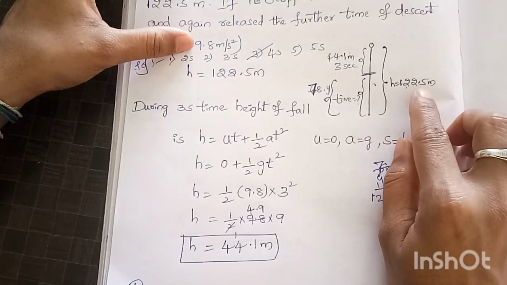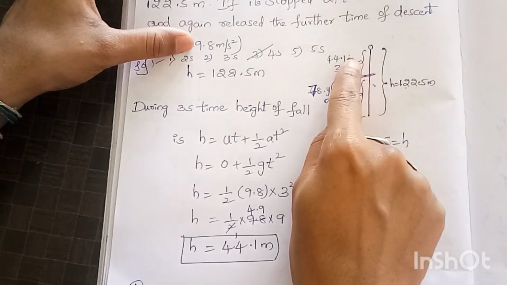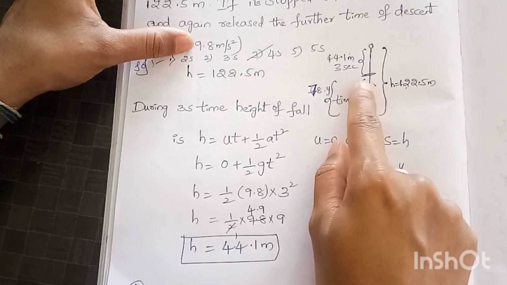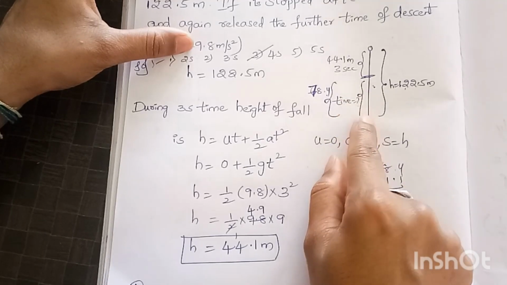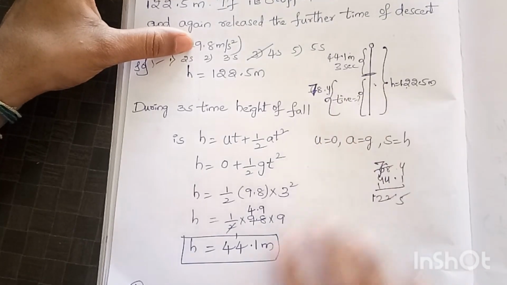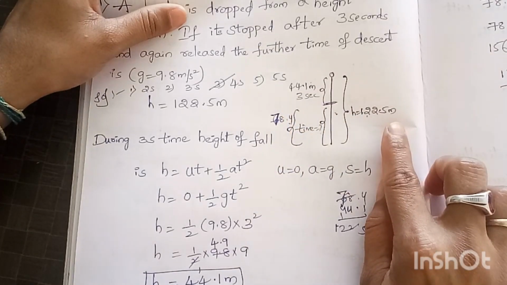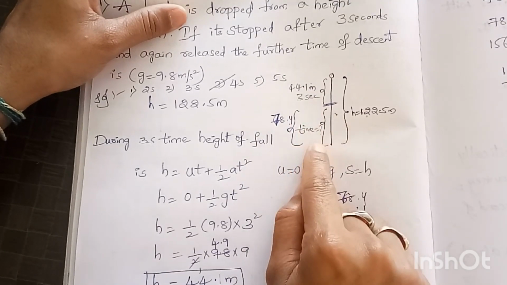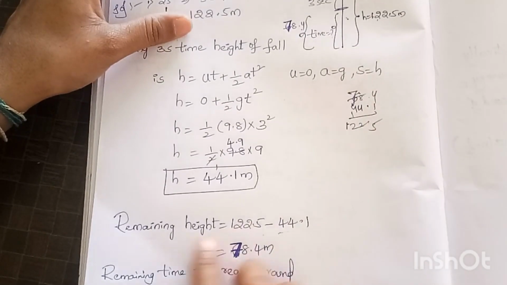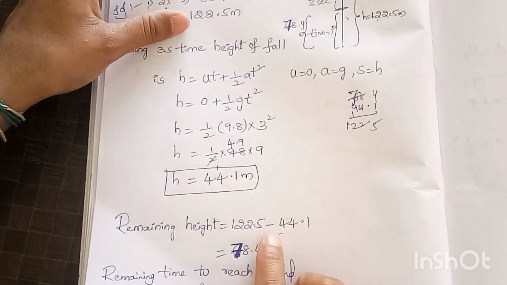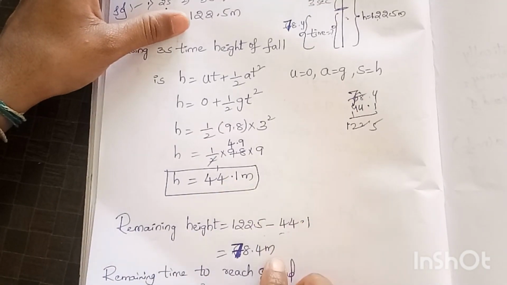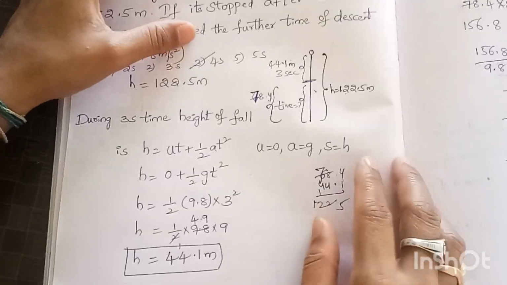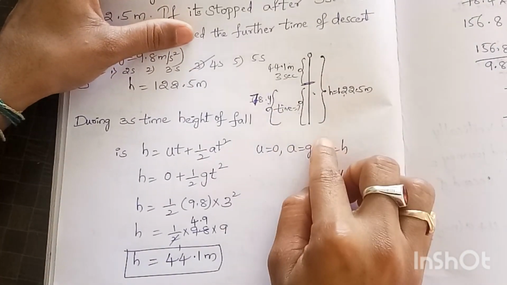So we know the total height and the height for the 3 seconds. With the help of these two heights, we can calculate the height traveled in the remaining time. If you subtract the total height minus the height for the 3 seconds, we will get the remaining height traveled by the body to reach the ground. So remaining height is equal to 122.5 minus 44.1. If you subtract this, you will get 78.4 meters. So the remaining height traveled by the body to reach the ground is 78.4 meters.